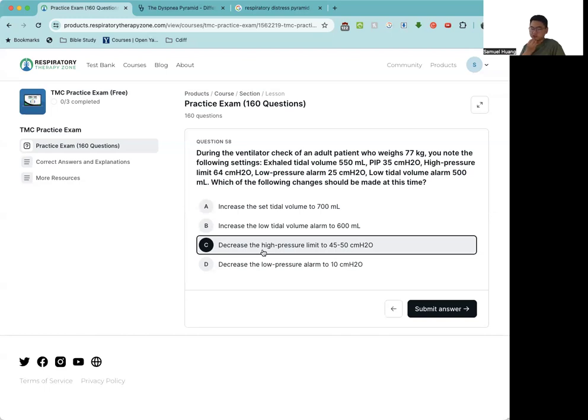So you want your peak less than 40, plateau less than 30. So peak really should be less than 40 here. We shouldn't be keeping it up at 64. The volumes are fine. If this was pressure control and you were adjusting for the volumes, then maybe you would want to focus on those alarms. Nice.